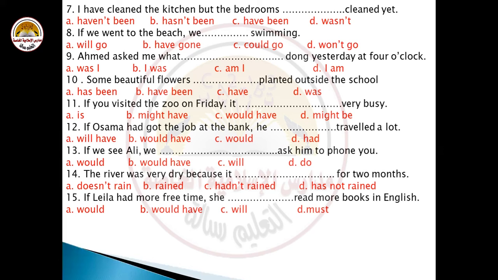Number 8, if we went to the beach, we could go swimming. This is the second conditional. We use past simple with... could go swimming. Could go swimming. Okay?